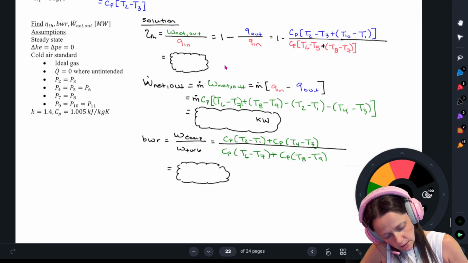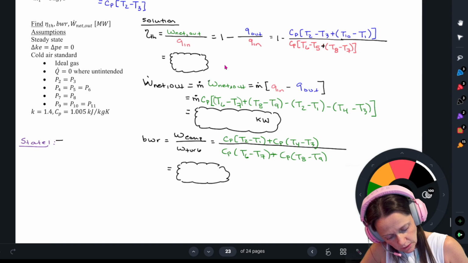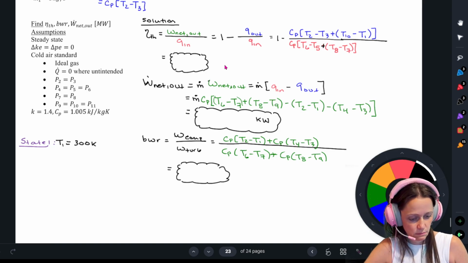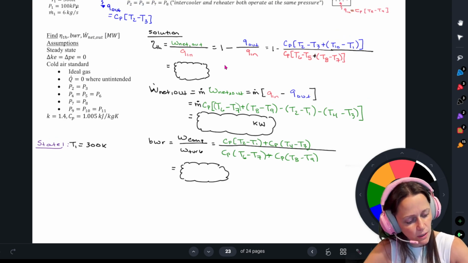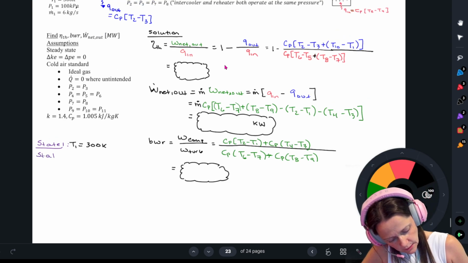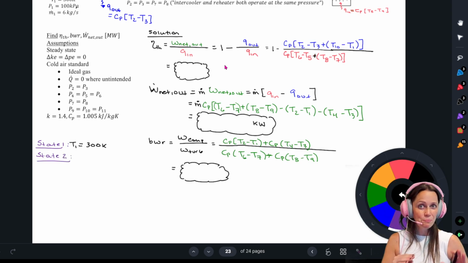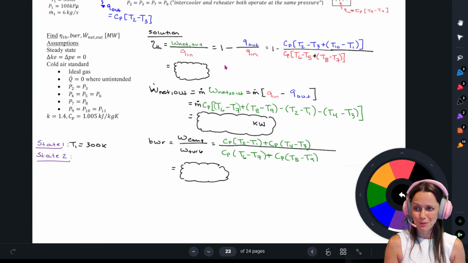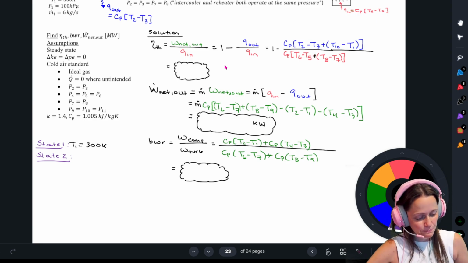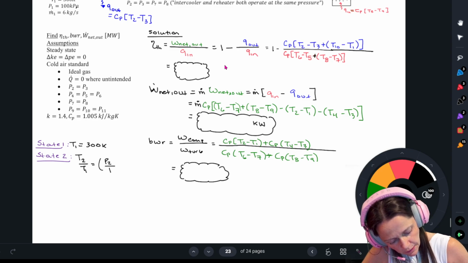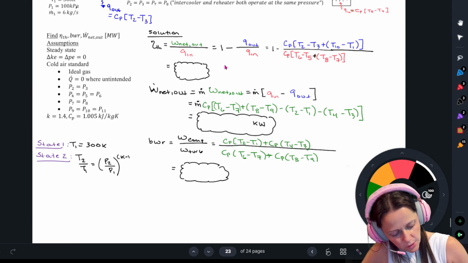So state 1, go ahead and write that. State 1, T1 is 300. Is that what it was? Yeah, 300. Now I've got state 2 or state 2s, because state 2 and state 2s are the same since I changed it to have an isentropic efficiency of 100%. And so awesome, I'm just plugging along. T2 over T1 is equal to P2 over P1 to the (K minus 1) over K.